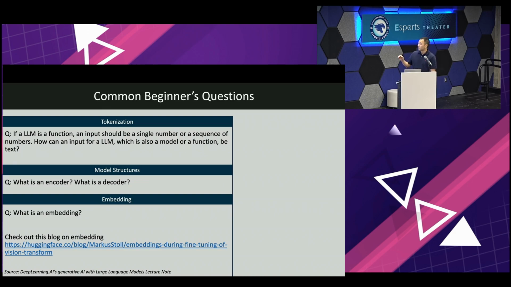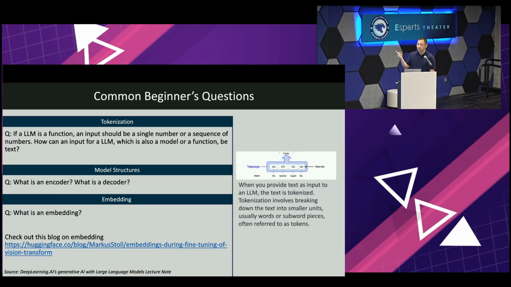So I'll go through some common beginner's questions, and by answering those questions, I'll introduce some common terminologies in large language models. The first question: I said it's a function, but back in high school, you learned a function is all about numbers. You give a number into the function, you get a number out as an output, right? I said it's a function, but the input is text. So where is the link between the number and text? That's where tokenization comes in.